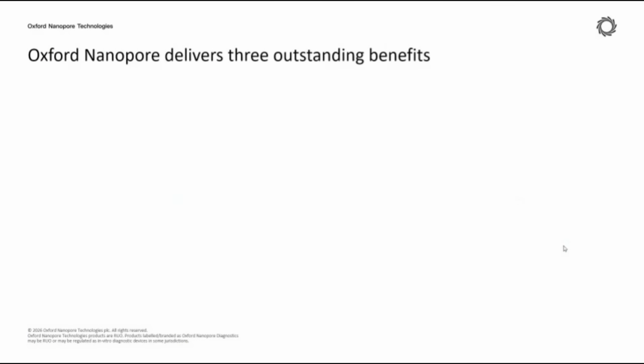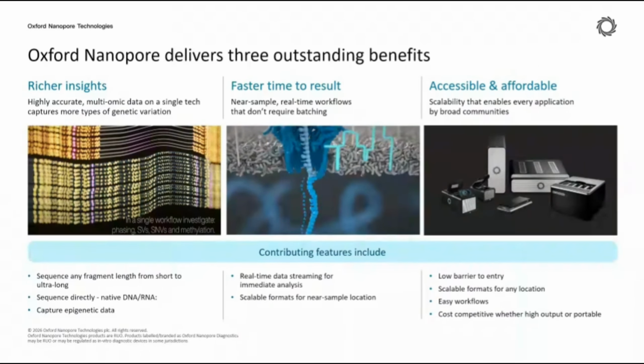The core of these technologies, and why many users can use the same technology for different purposes, comes down to three main benefits. Compared to other DNA sequencing technologies, Oxford Nanopore offers richer insights. By sequencing the same sample at the same time, we can get the DNA sequence information and also understand the epigenetics, to see whether any modifications or methylations are present in the DNA or RNA molecules.